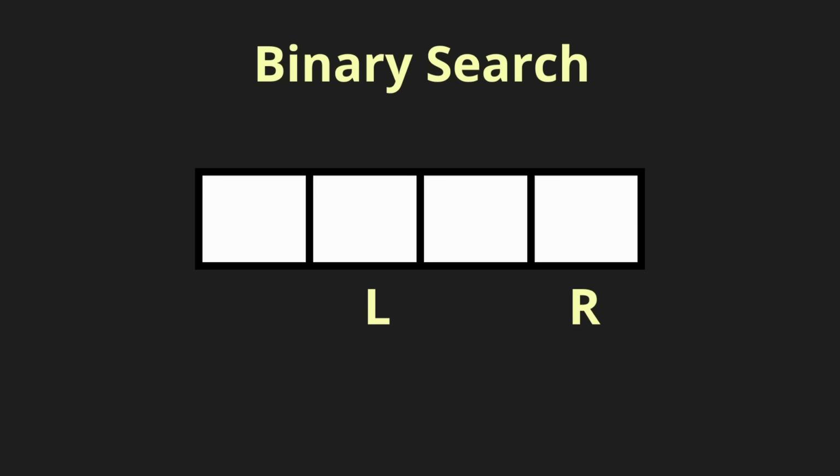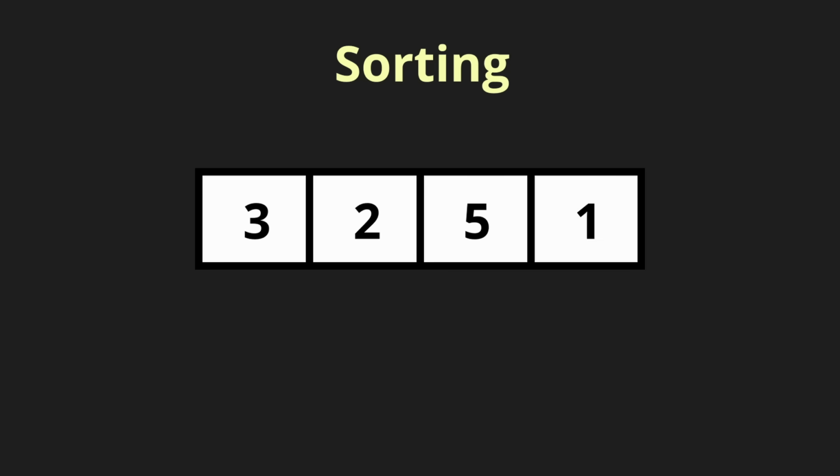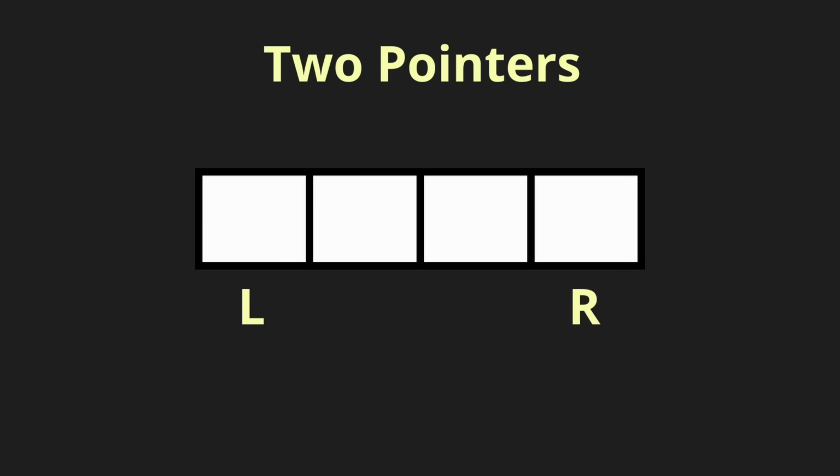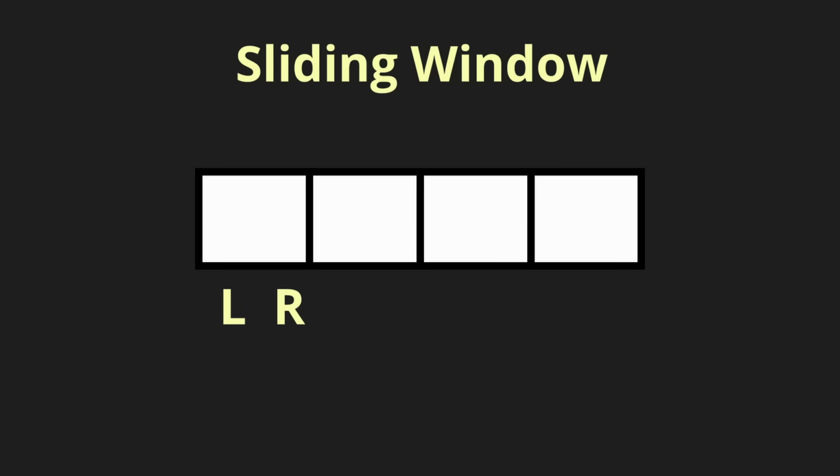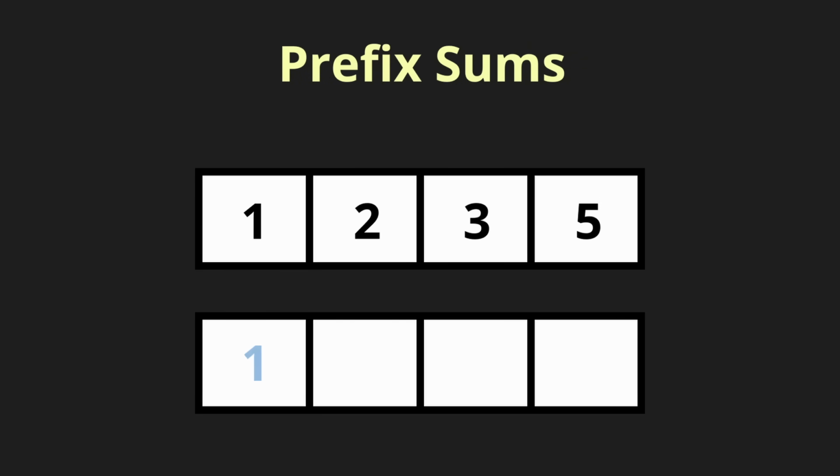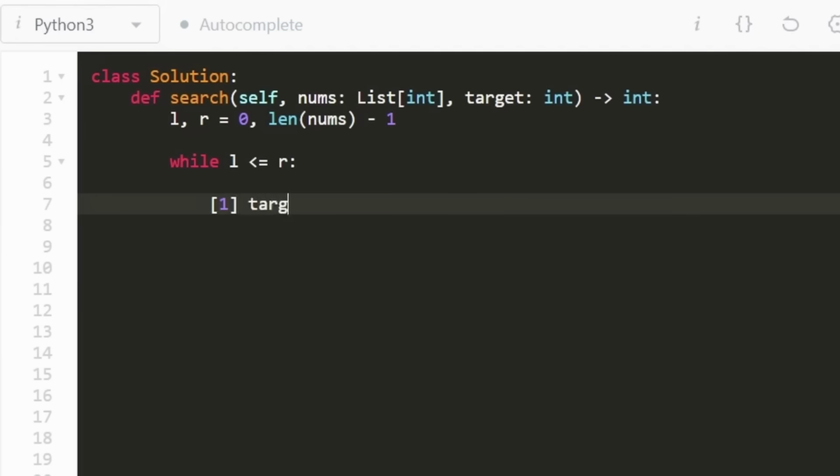I'm not just talking about binary search and sorting, but also two pointers, the sliding window, and if we want to get fancy, we can even do some pre-processing by computing the prefix sums of an array to solve certain problems more efficiently. And the good thing is, most of these algorithms are actually not very complicated once you understand them. But if I were you, I wouldn't just understand them.